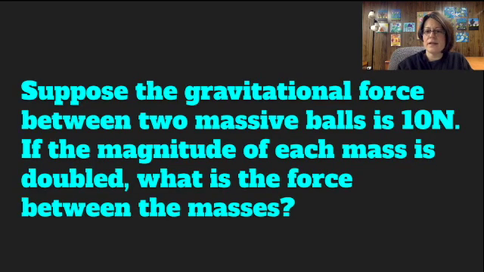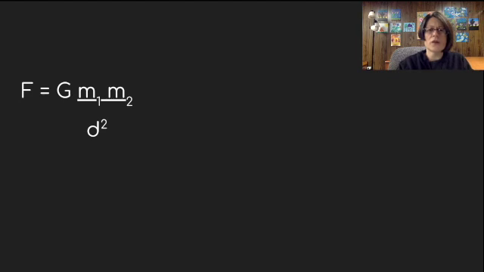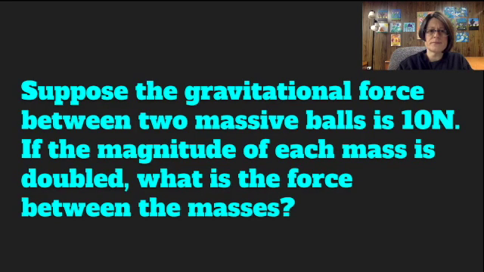Now, last scenario. Suppose the gravitational force between two massive balls is 10 newtons. If the magnitude of each mass is doubled, what is the force between the masses? This time we're not dealing with distance, we're dealing with mass. So we're going to go back to our equation, F equals G times M1 times M2 over D squared, and go back to the problem and see that this time we're dealing with mass and force.